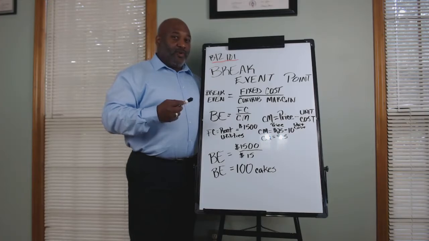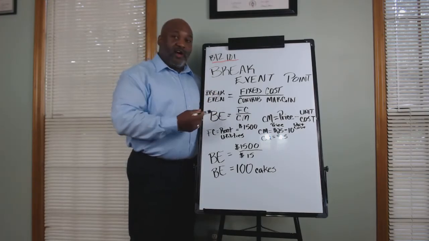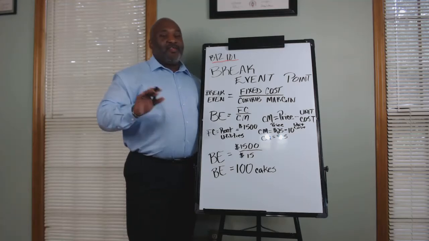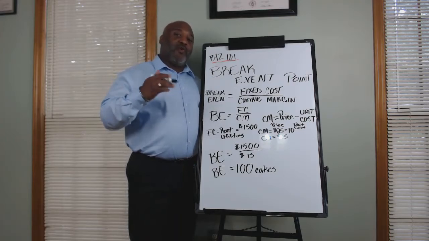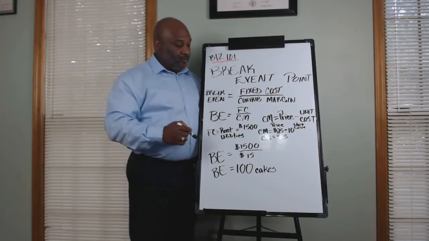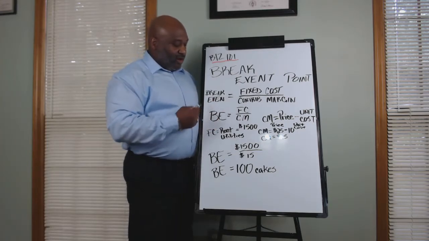We look at the definition of break-even point. Break-even equals fixed cost divided by contribution margin. Now listen, I'm not going to be throwing all these crazy terms at you to confuse you. I'm going to explain it to you and also give you an opportunity to get more information from me later on after the video. When you look at fixed costs, what are your fixed costs?